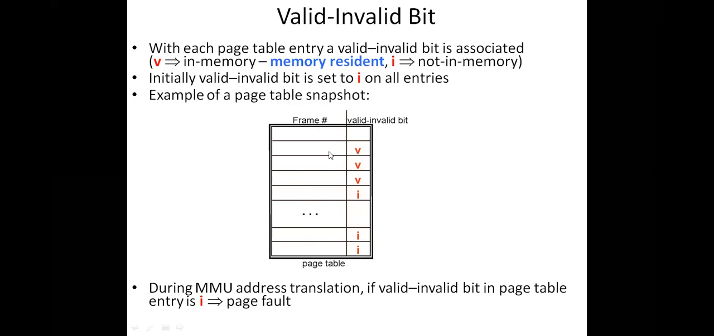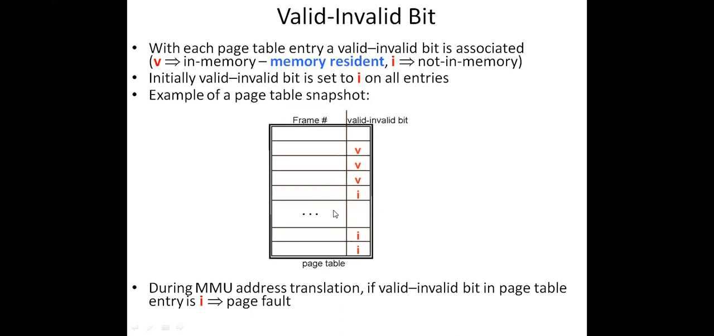Valid means the page is available in the main memory frame. If it indicates I, it means invalid. Invalid means the page is not available in the main memory frame. Still it is in the secondary memory, right? V means the page is in the main memory frame. I means the page is not available in the main memory.